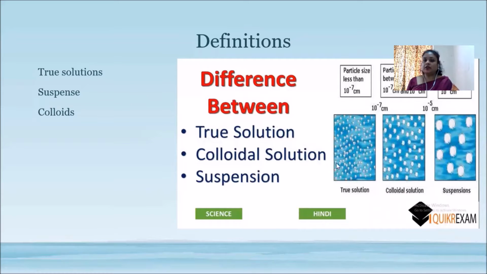So as I already explained, true solution, suspension, as well as colloids. True solution is a salt liquid solution, which is a homogeneous solution, and you can see the particle size is 10 to the power of 7 centimeters. Next, suspension solution: the particle size would be 10 to the power of 5 centimeters. Here, the particles are suspended, as I already told you, tomato juice.